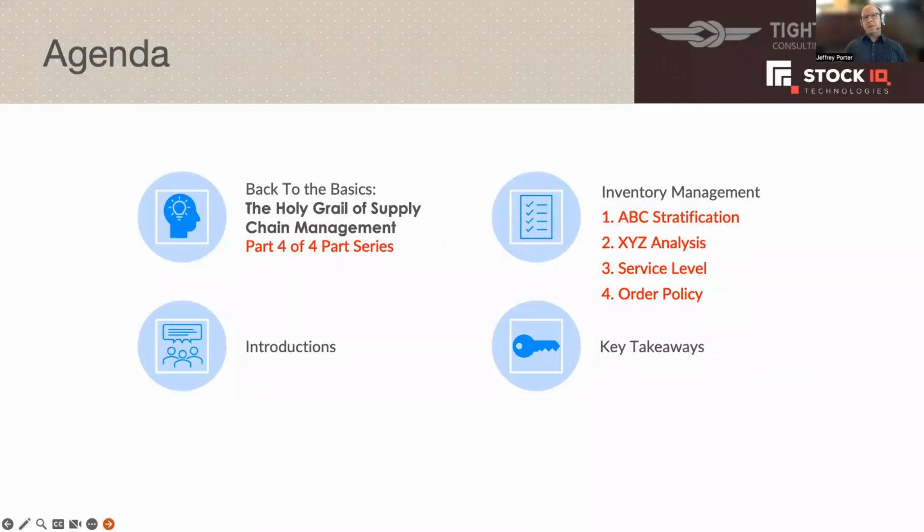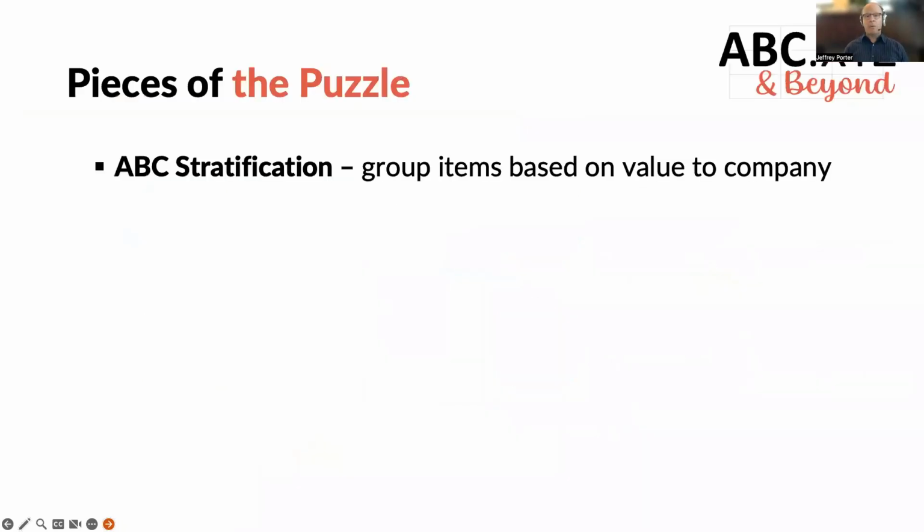So today's agenda, we're going to be talking about inventory management. We're going to start with the basics, talking about ABC stratification, XYZ analysis. We're going to go into service level and order policy. So we're going to be talking about these in depth. We feel it's a cornerstone and the Holy Grail. This is typically where we see a lot of the benefits and the opportunities. So, Tim, you want to start us off and start talking about pieces of the puzzle?